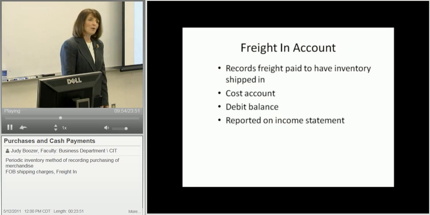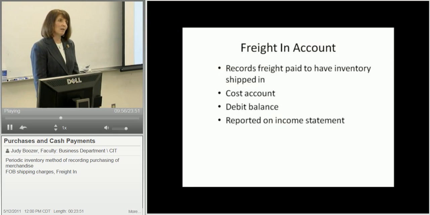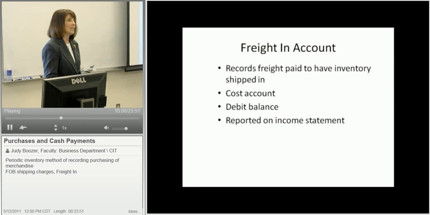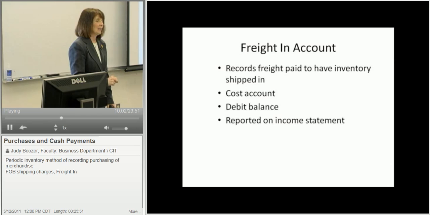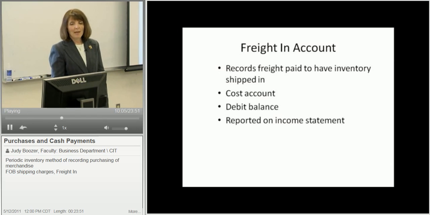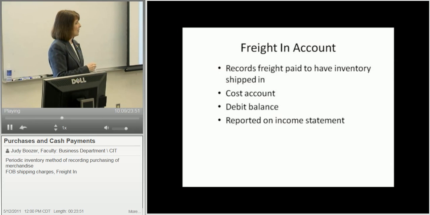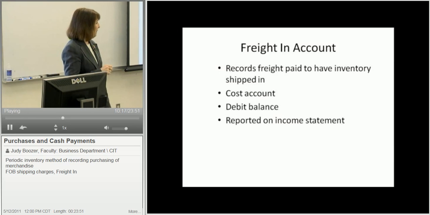Now, here's another new account we're going to talk about called Freight In. That literally is usually the name of it, Freight In. Now, this is a cost account, and therefore, remember what cost accounts have? Do they have debit or credit balances? Debit, similar to expenses. It has a debit balance. It's recorded on the income statement because, again, it's part of that cost of goods sold section.